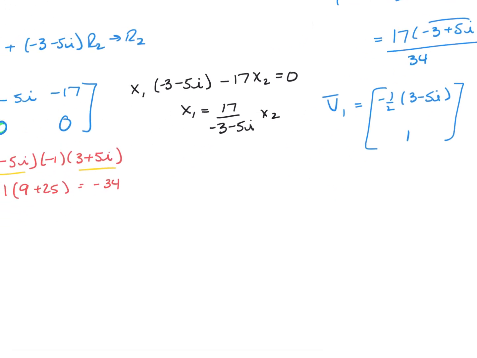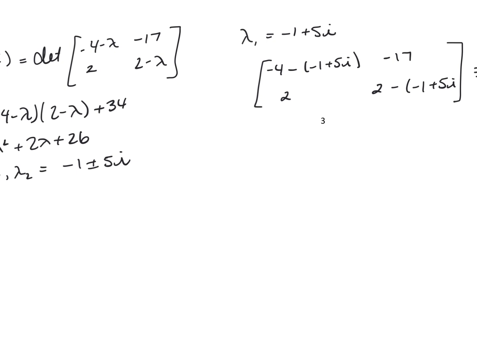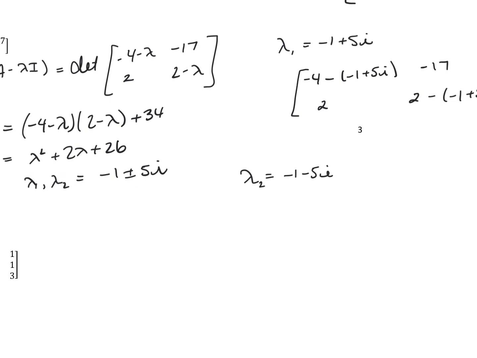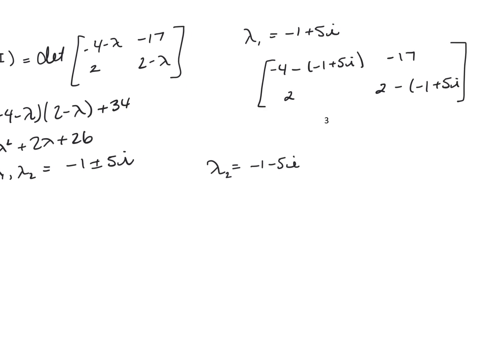I'm going to do something similar for the other eigenvector. So I did the first one, which is for the eigenvalue negative 1 minus 5i. Now I'm going to do the same thing for what I'll call eigenvector 2, which is for negative 1 minus 5i. Going through the same process, I will just give you the answer. My v sub 2 is going to be equal to (negative 3 minus 5i) divided by 2, and 1.